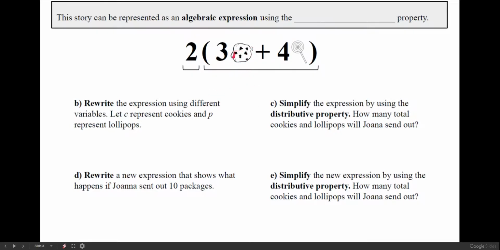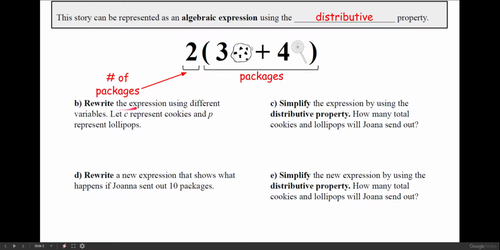So that's addition. Now, these parentheses are like our little package or our box that we put the package in. So right here, this is the package. And the outside, this 2, what does this represent? Well, this is the number of packages she's sending out. So she's sending out 2 because she's got 2 cousins. So 2 of this package.